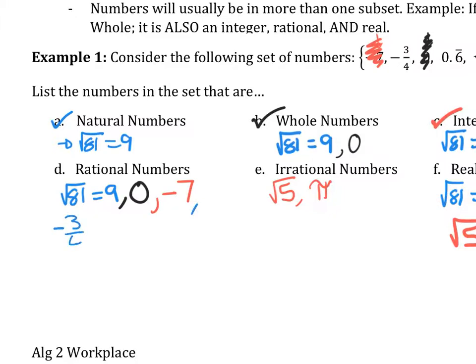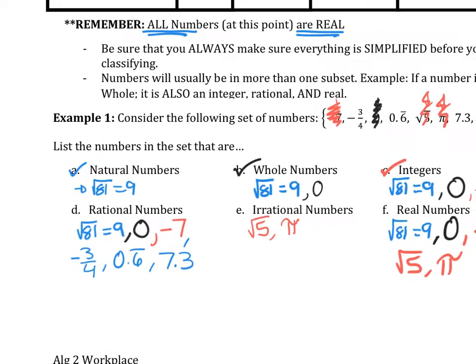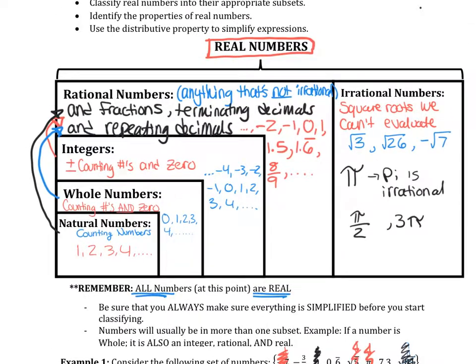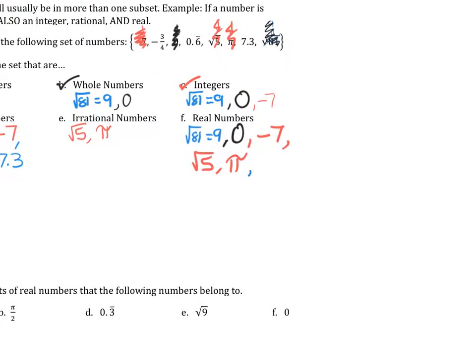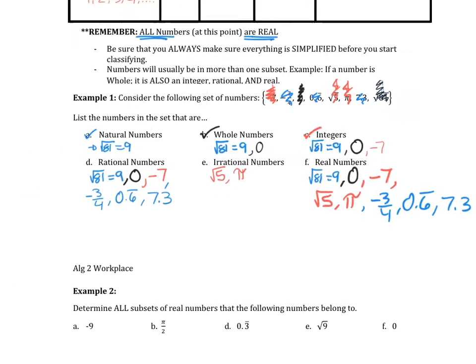So -3/4, 0.6 repeating, and 7.3. And then if a number is rational, it's also real. So -3/4, 0.6 repeating, and 7.3. And we've dealt with all of our numbers in our set there.